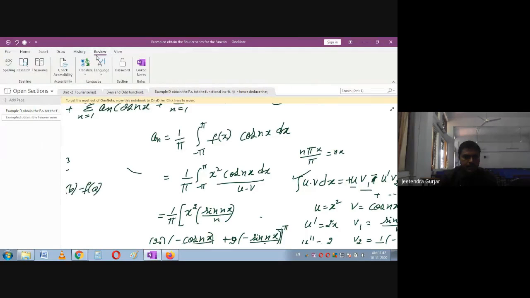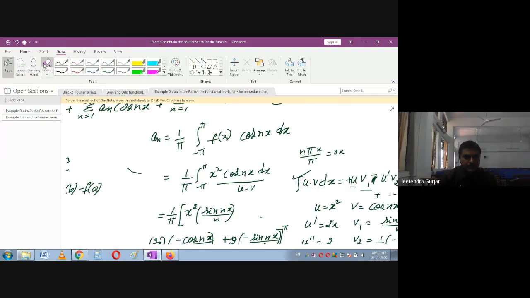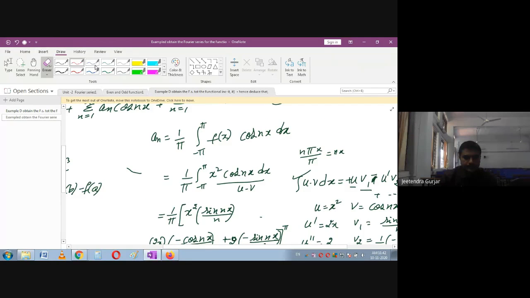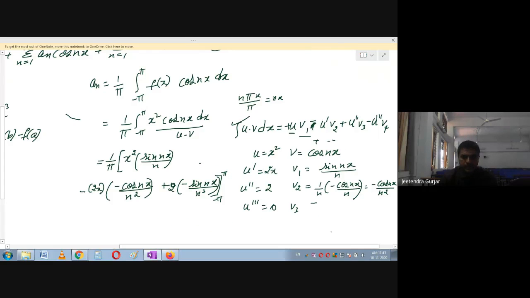So I'll just show you how v3 you can simplify this. I will show you v3. So this is already you have calculated v2, that is minus cos nx upon n square. Once again you integrate, keep minus outside. This is 1 upon n square remains cos nx.